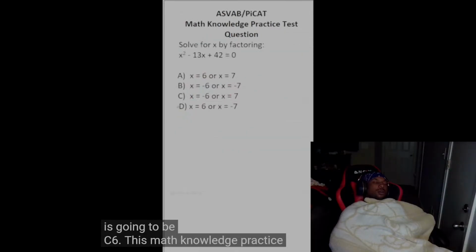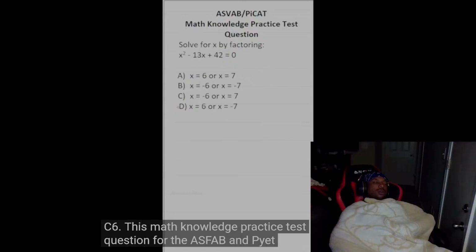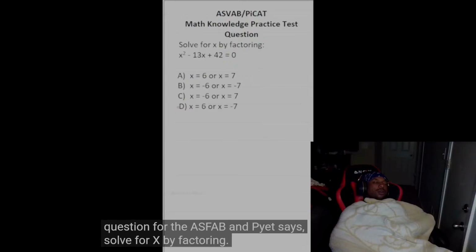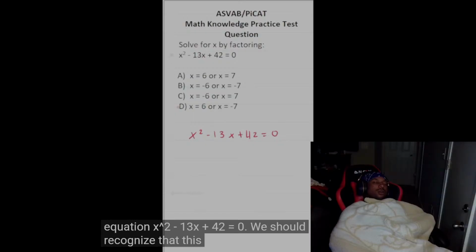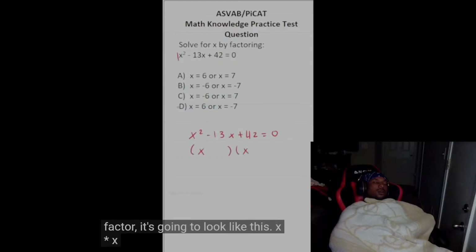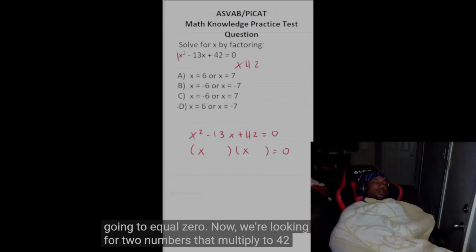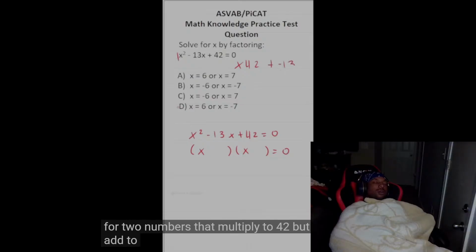This math knowledge practice test question for the ASVAB and PiCAT says solve for x by factoring. We have the equation x squared minus 13x plus 42 equals 0. We should recognize that this is a quadratic with a leading coefficient of 1. So if we can factor it, it's going to look like this: x times x in parentheses. Of course, this is going to equal 0. Now we're looking for two numbers that multiply to 42 but add to negative 13.